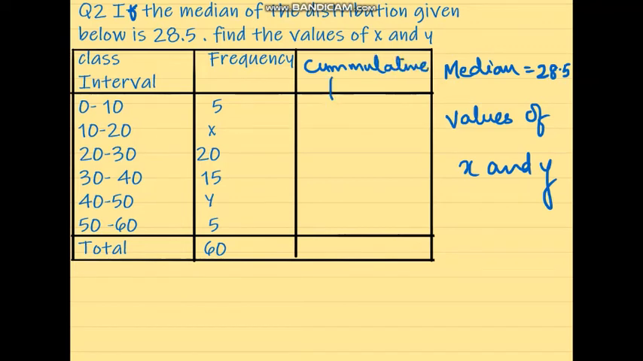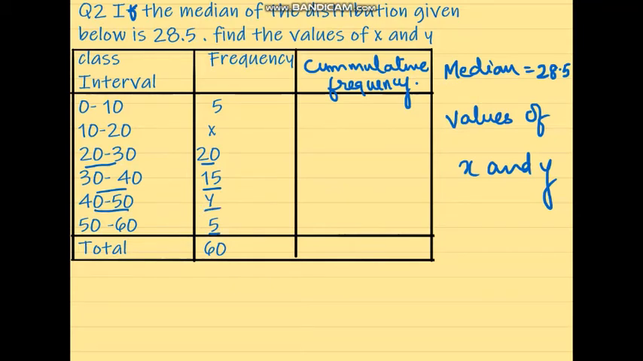That's why I have kept a column here along with this question. Now what is the question? The class interval 0 to 10 has frequency 5. The next class interval, 10 to 20, has frequency x. For 20 to 30, frequency is 20. For 30 to 40, it is 15. For 40 to 50, it is y. And for 50 to 60, it is 5.